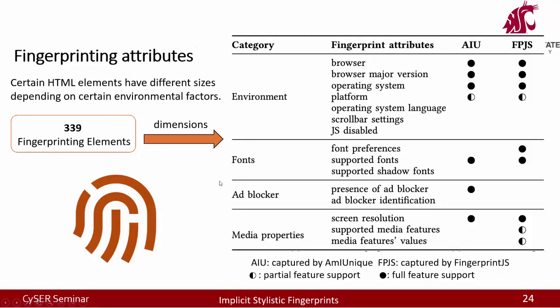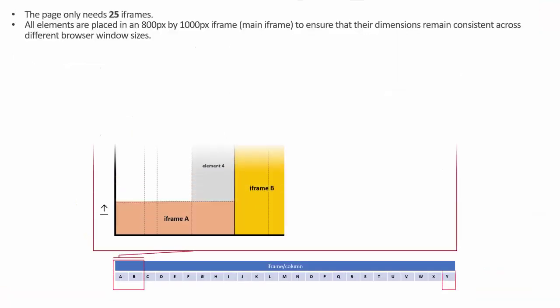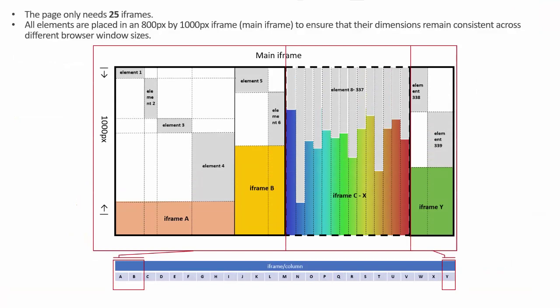Okay. So if we have a variety of these HTML elements, and using their dimensional data, we can learn a lot of information about the device. So, this is our fingerprinting page. Our fingerprinting page can be completely transparent, invisible. So I just show you here how we arrange this page.